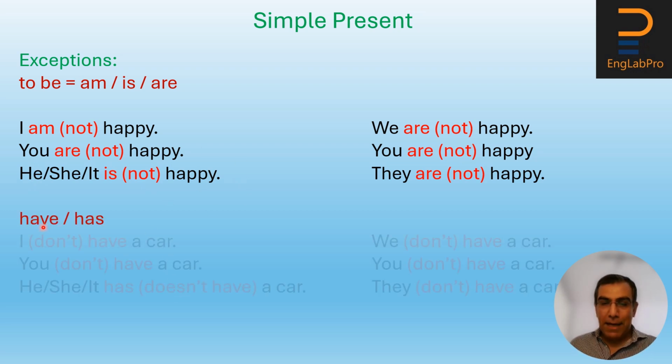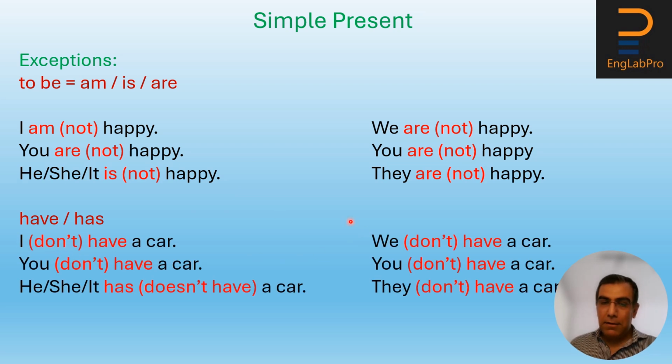The next verb is have. Have is completely regular except for third person singular. We say he, she, it has, and the negative doesn't have. For example, in this example, he doesn't have a car. And when you want to make a question, you say, does he have a car? So the point is that we use has. We don't use haves. This does not exist in English. You should be careful with it.